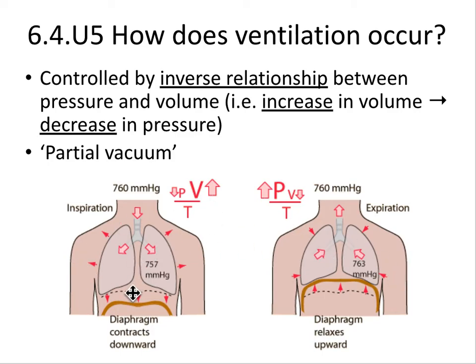We'd call this an inverse relationship, or antagonistic, because they work opposite to each other. When the volume increases, when we breathe in, the pressure technically decreases. You can see this number here, it says 757. It's decreasing. Over here, when we breathe out, the pressure increases, and that helps push out the air. So it's kind of like a partial vacuum, is what they would say.